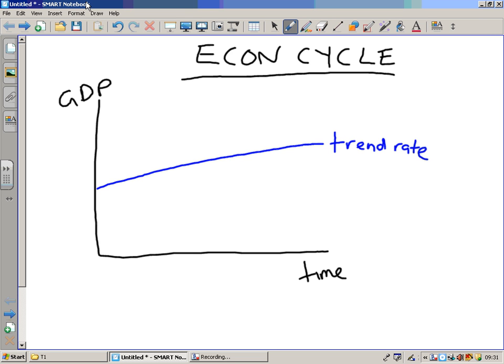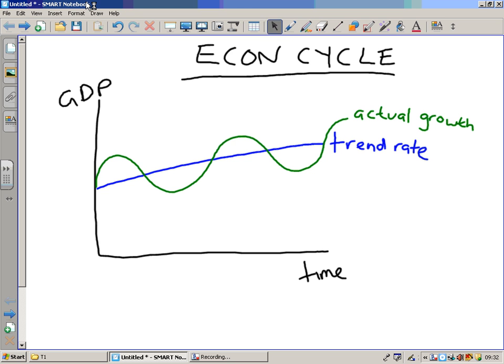What we find, though, is that in the short run, our economy doesn't grow quite as smoothly as that. And this green line is our actual growth. And this is our economic cycle. So it shows how our economy changes over a time period. Now, along this line, we've got different parts which I need to point out what these mean.